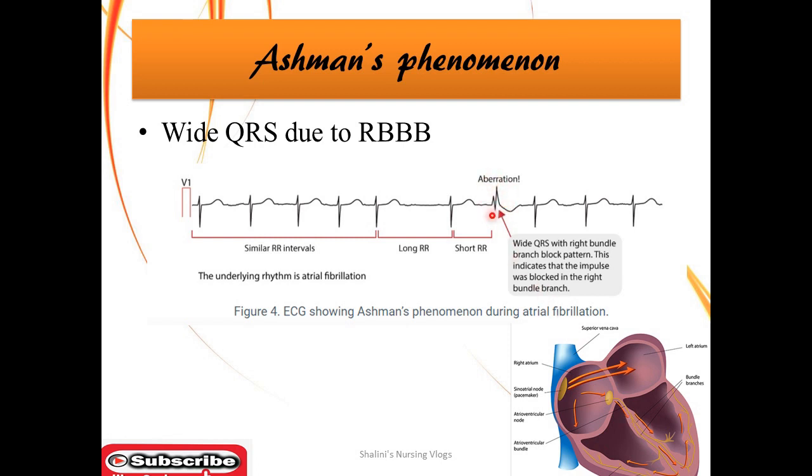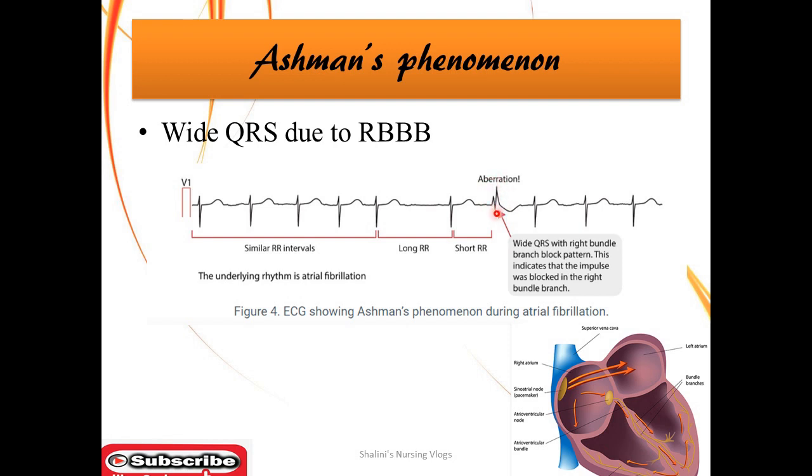The QRS complex will broaden. So I had already told you QRS complex represents ventricular depolarization. Ventricular depolarization or contraction will happen only when the impulses pass through the bundle of His and come to the Purkinje fibers. So when there is a delay here, what will happen? There is broadening of the QRS complex.